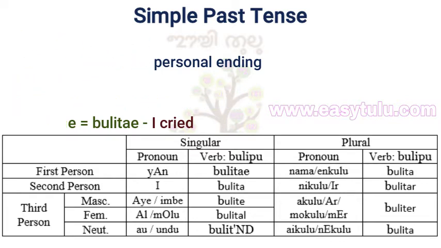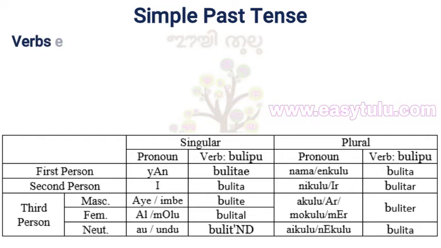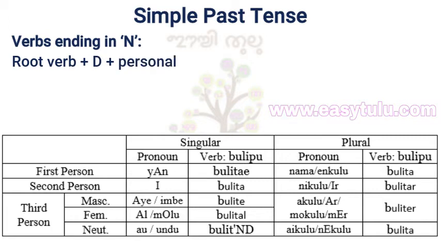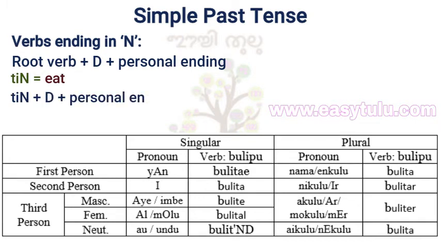Now let us learn how to conjugate nu ending verbs. To conjugate verbs ending in nu in simple past tense, add do sound to the root verb and then add personal ending. So it is root verb plus do plus personal ending. Okay, let us conjugate the verb tinu. Tinu means eat. It is a nu ending verb. Tinu plus do plus personal ending.